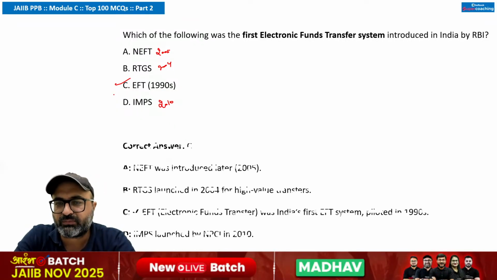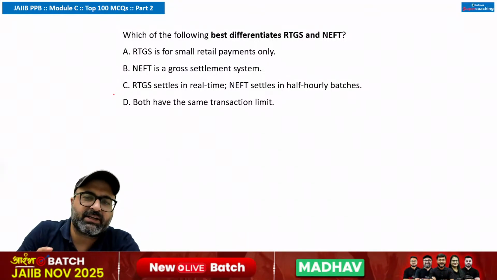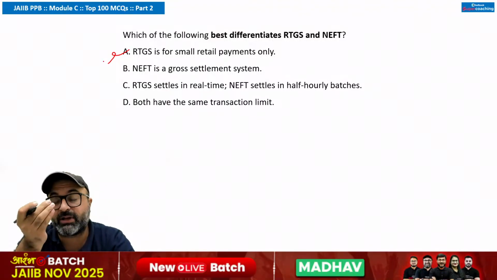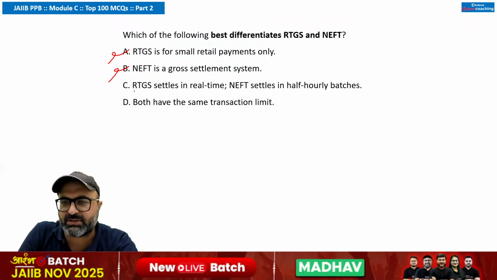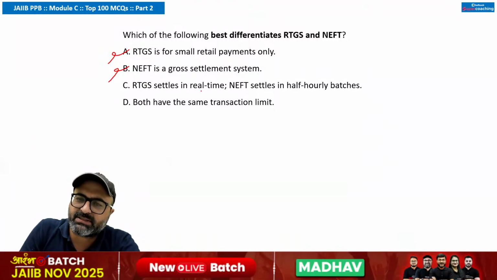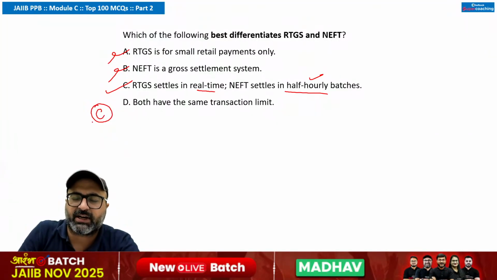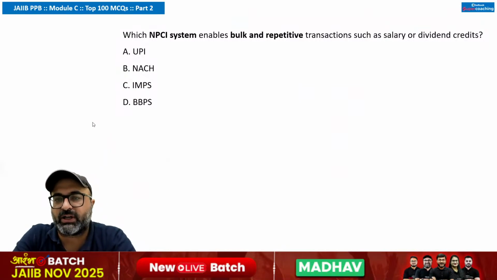Next, which of the following best differentiates between RTGS and NEFT? RTGS is for small retail payments only? No, sir, RTGS is for payments greater than 2 lakhs. NEFT is a net settlement system, not a gross settlement system. RTGS settles in real time. NEFT settles in half-hourly batches, and both are 24/7. That is correct, so option C is the correct answer. The limit is also not the same. RTGS minimum limit is 2 lakhs and NEFT minimum limit is 0 plus. Moving on to the next.